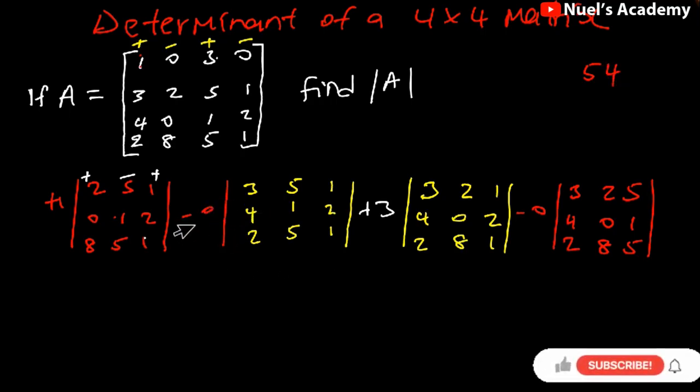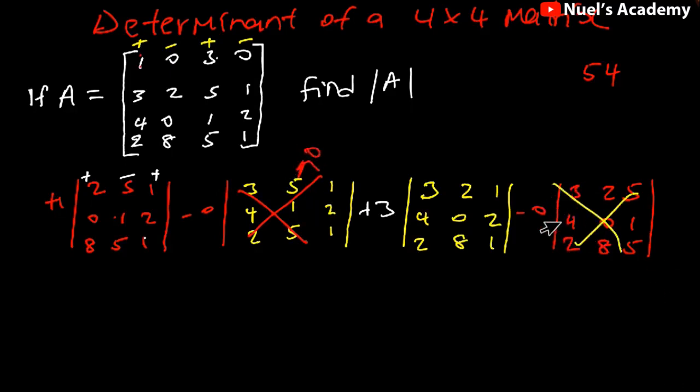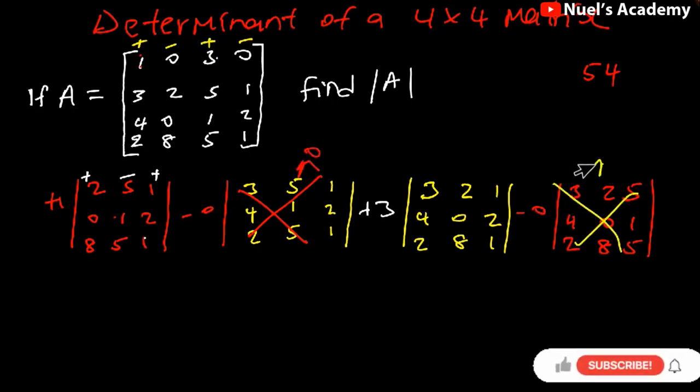Now let's come to this one. We have negative 0. Now 0 is going to multiply this whole matrix. So all of this, 0 multiplied by any number is 0. So all of this is going to reduce to 0. Same thing is applicable to this one. 0 is going to multiply this matrix and it will reduce to 0. So there's no need of us calculating the determinant of this matrix. So let's just focus on this one here.